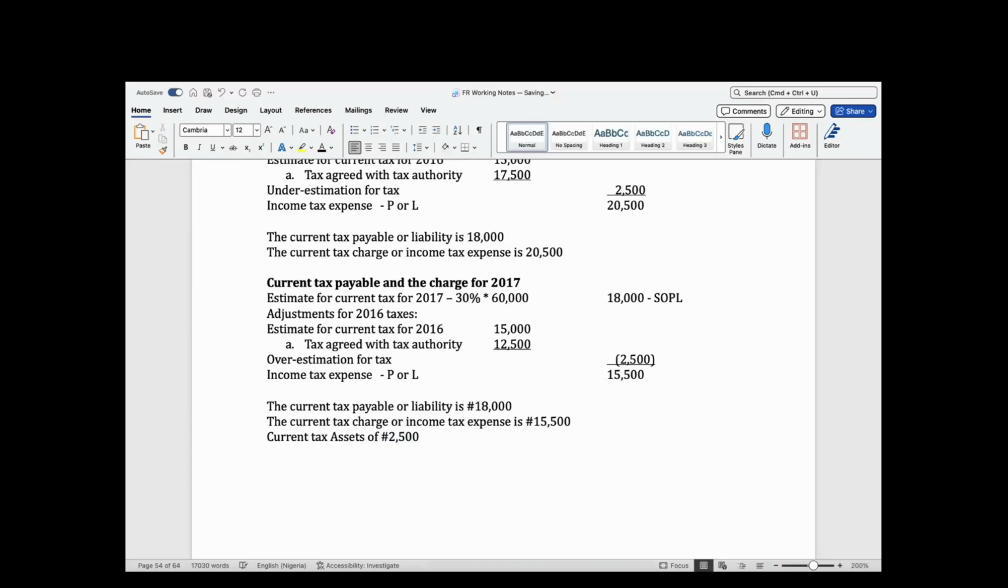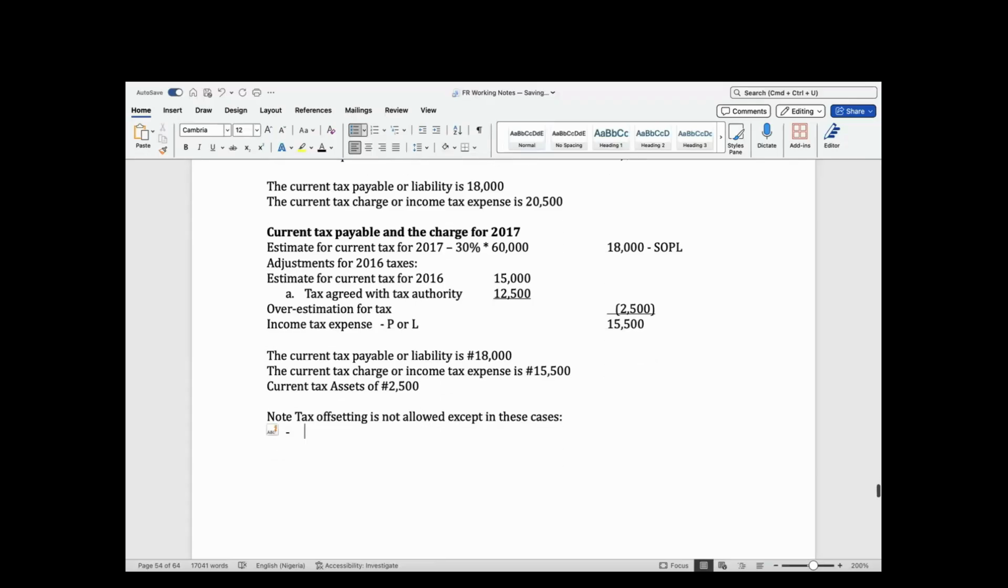In fact, let me mention this, note that tax offsetting is not allowed except in these cases. Moses, I can see your hand. Sorry, I just want to quickly finish this point.